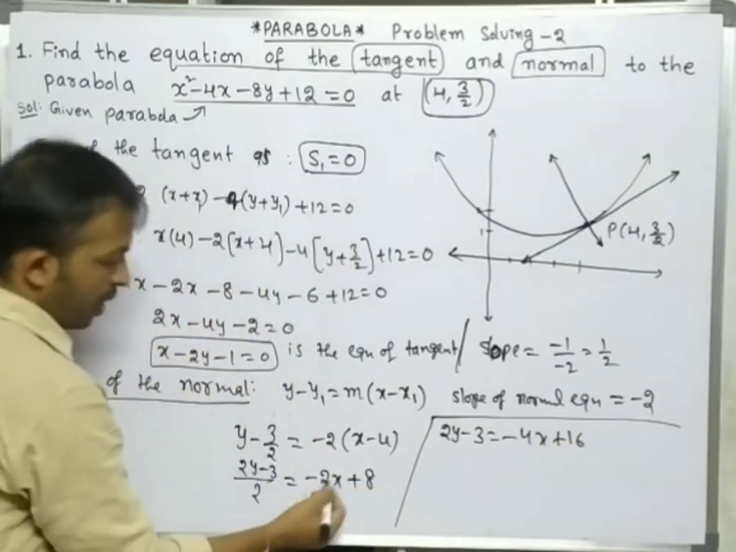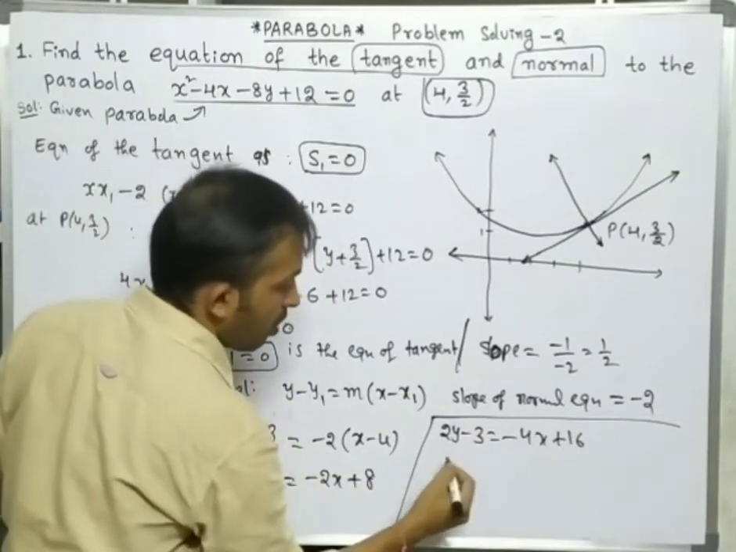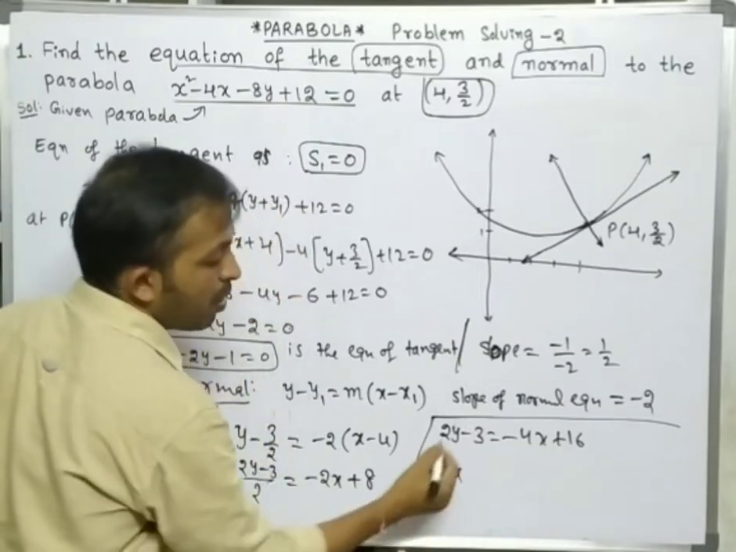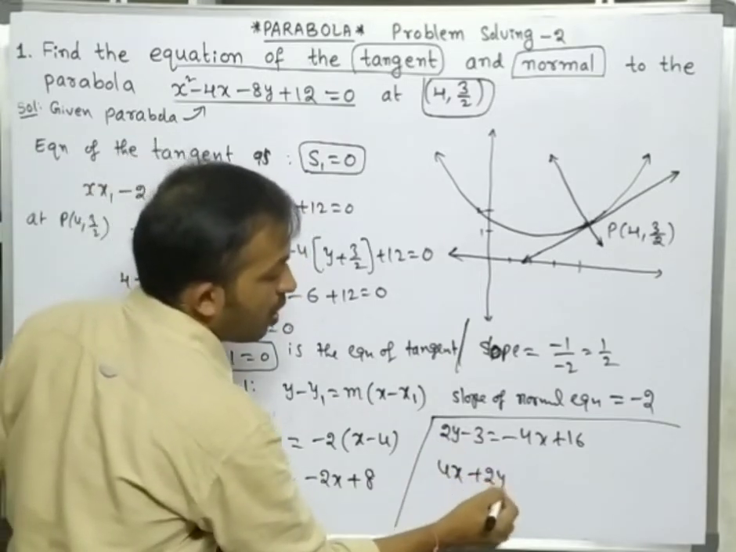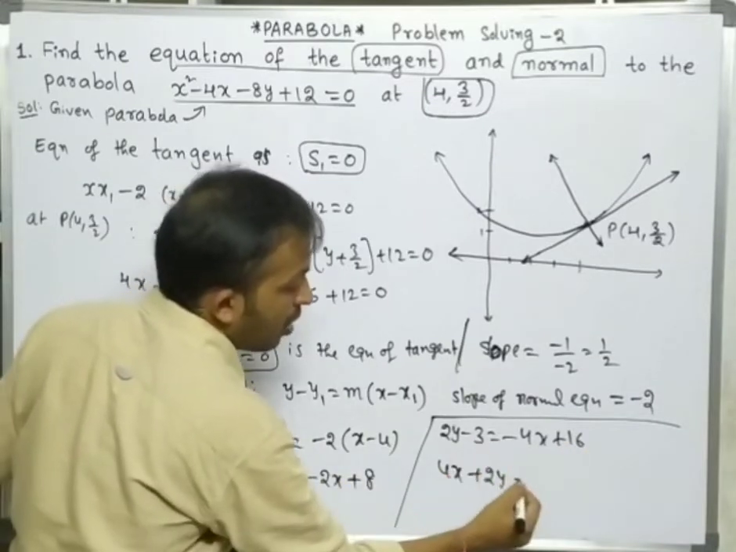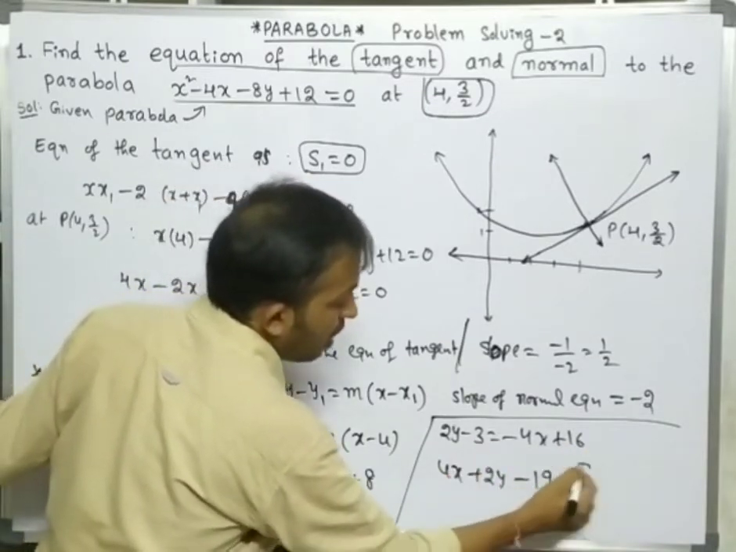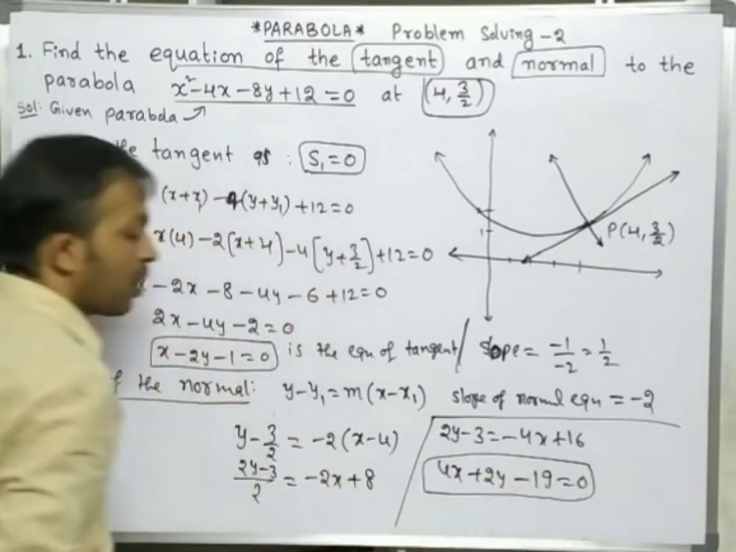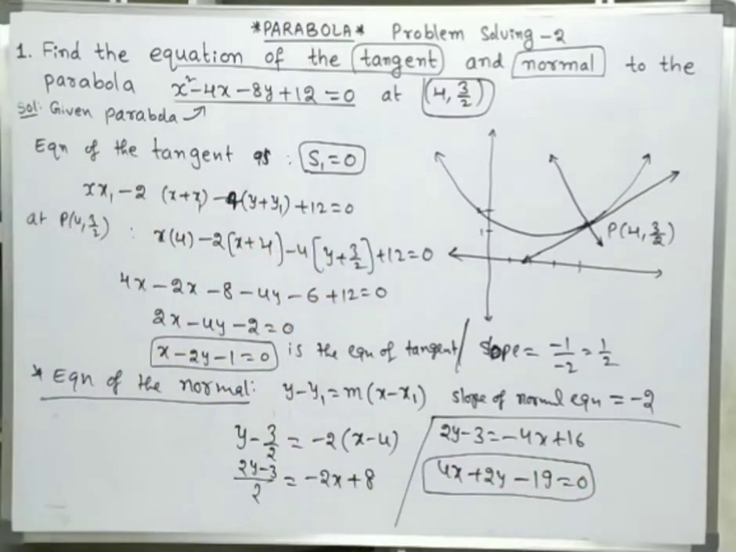Bring 2 to the right side and multiply. Now bring everything to the left side. Minus 4x becomes plus 4x. Here we have plus 2y. Minus 16 becomes plus 16, which moves over as minus 16; minus 16 and minus 3 gives minus 19, is equal to 0. So this is the equation of the normal. Like this, if the equation of a parabola and a point are given, we can find the equation of the tangent and the equation of the normal in this process.